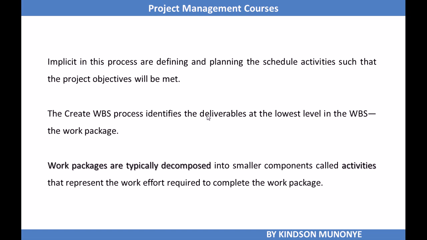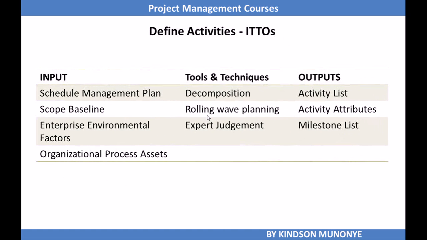The create WBS process, which is the last planning process under the project scope management knowledge area, identifies the deliverables at the lowest level, which is the work package. But now in define activities, the work packages are decomposed into smaller components called activities. And activities represent the work effort required to complete the work package.